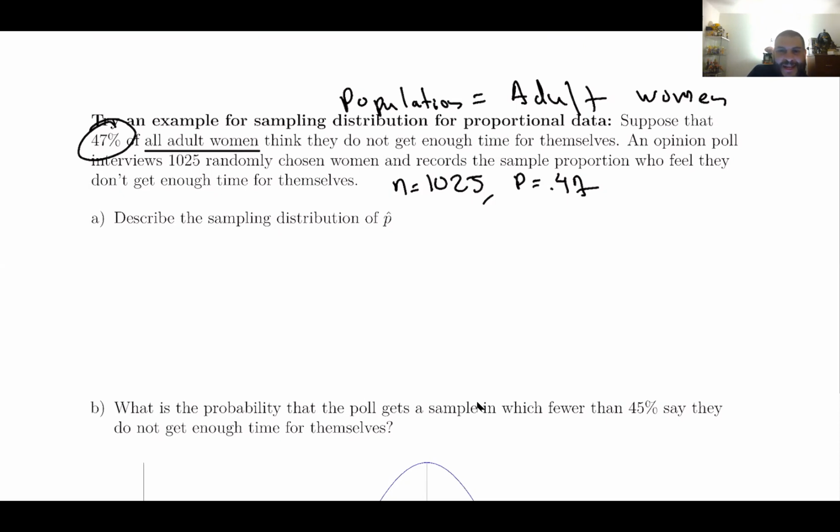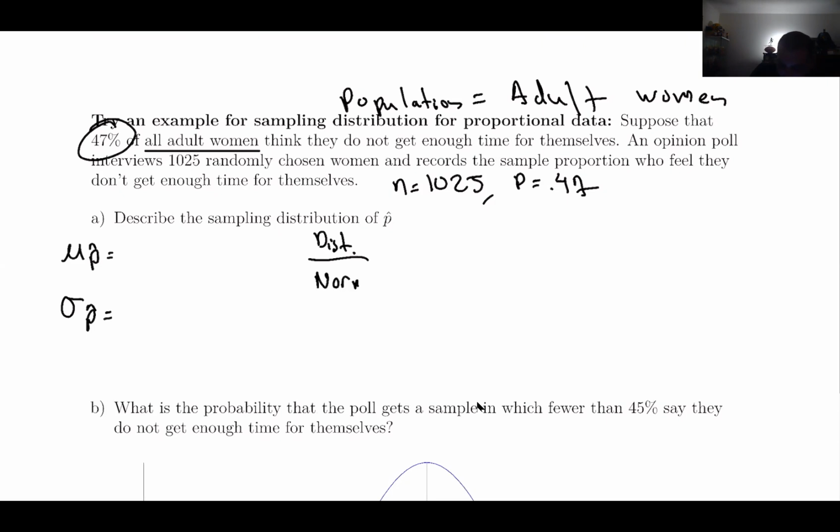All right. So if you look at the problem, part A asks us to describe the sampling distribution of P hat. So what we want to do is find mu of P hat. We want to find sigma of P hat. We also want to say if the distribution is normal, not normal, or approximately normal.